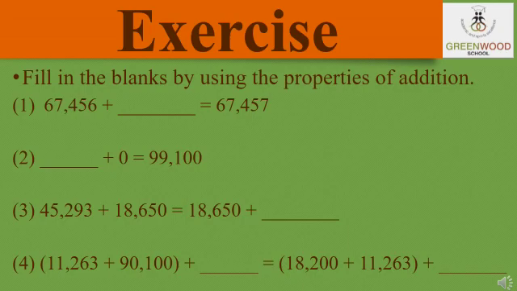And the second one, dash plus 0 is equal to 99,100. Now 0 means nothing. So the answer will be the number itself, that is 99,100. The third sum is based on the third property.